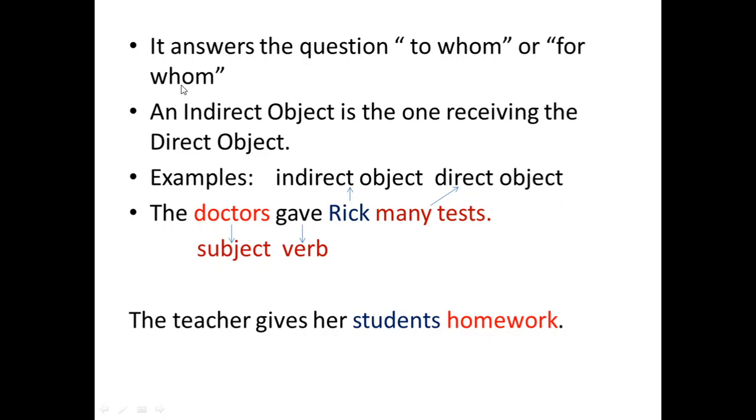Okay? So guys, listen. Whenever we are trying to find out an indirect object in a sentence, we always have to make a question using to whom or for whom. How? Let us explain it in the example below.